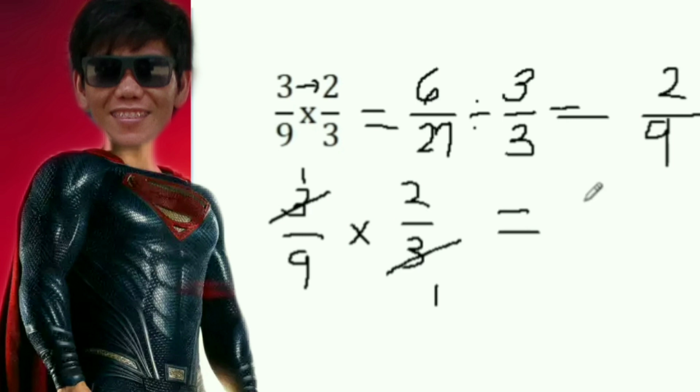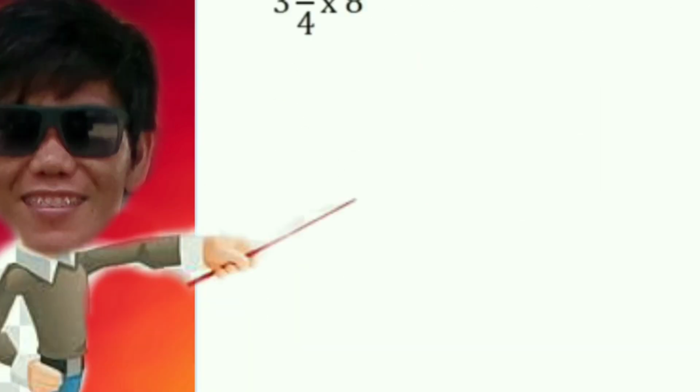Let's multiply the numerators and the denominators. 1 times 2 is equal to 2. And 9 times 1 equals 9. 2/9 is the answer. So, for this example, we have a mixed number and a whole number.